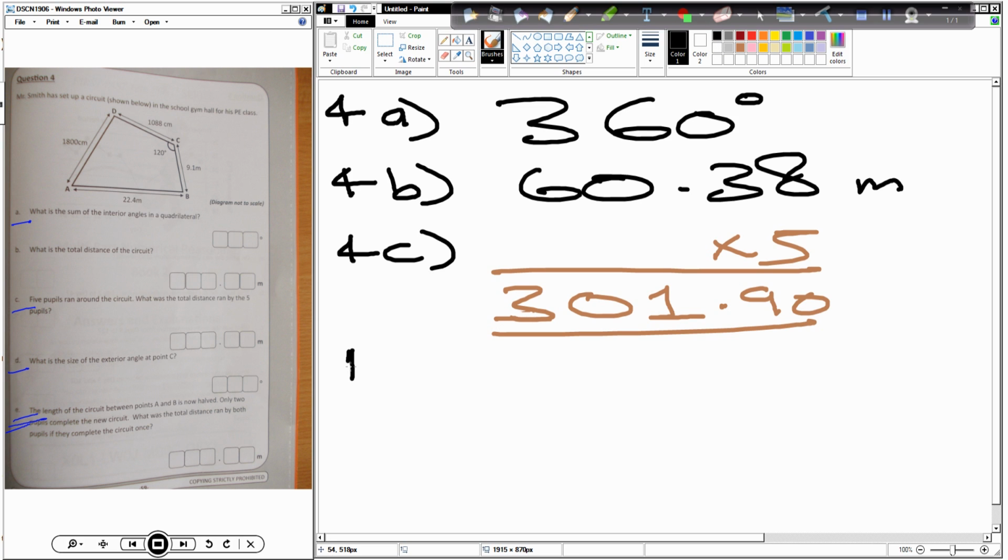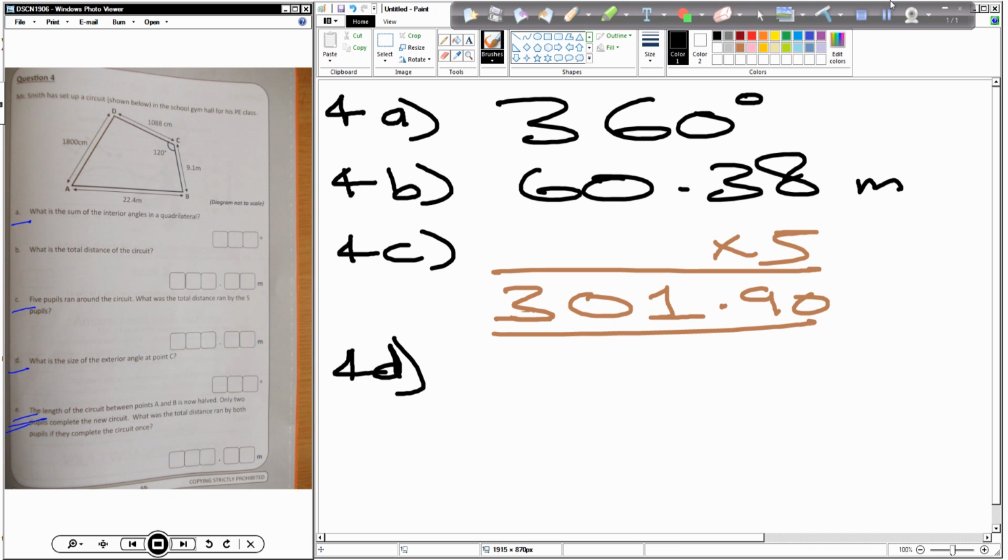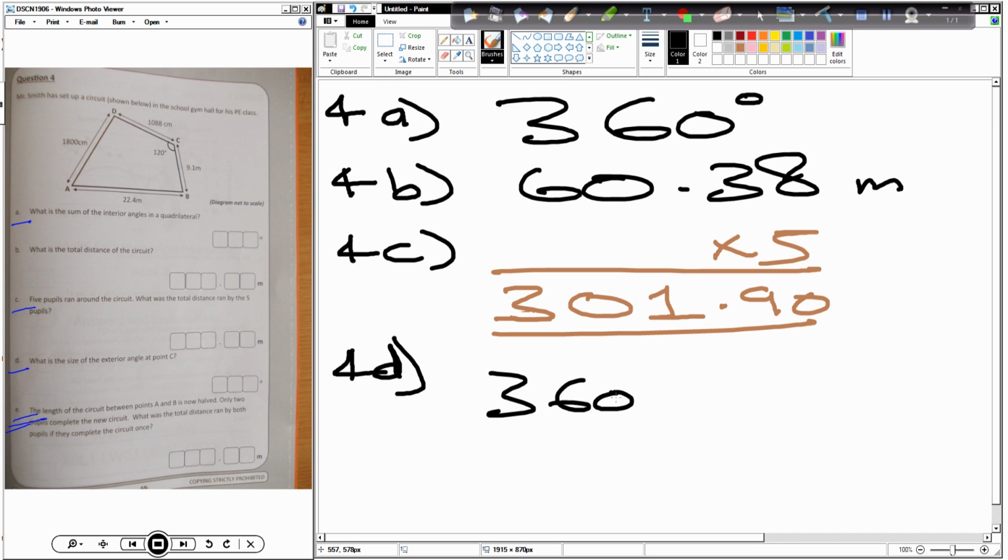Question 4D was what is the size of the exterior angle at point C? There are 2 ways of interpreting that question. One is the GCSE way, which is with a straight line, 180 minus. But this is done in a different way. It means literally the whole angle. So it will be 360 degrees, first of all, minus the 120 degrees. So that will give us an exterior angle at point C of 240 degrees.